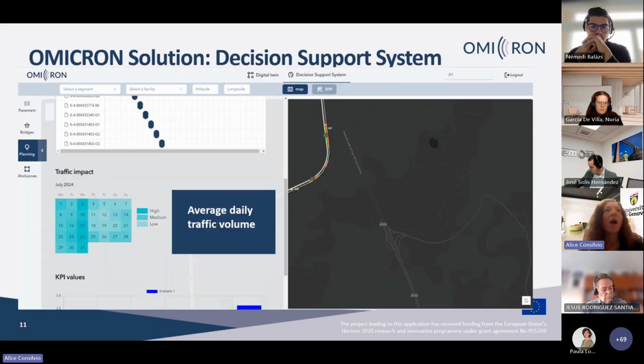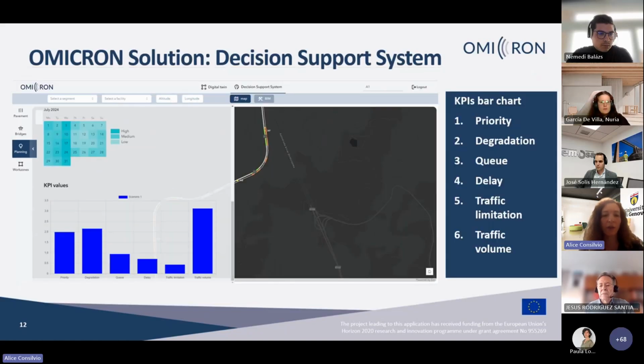his vision. Regarding the second important information that we have in our interface, it is the traffic impact and the average daily traffic volume that we have on the different days of the month in the considered section of the highway, classified here as high, medium, or low impact. And this is also important information for the infrastructure manager to have a global vision and idea about the condition of the traffic.